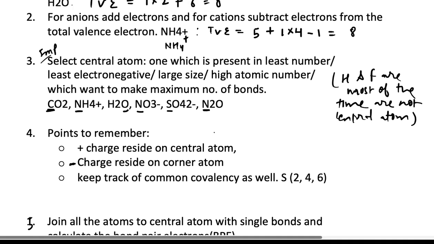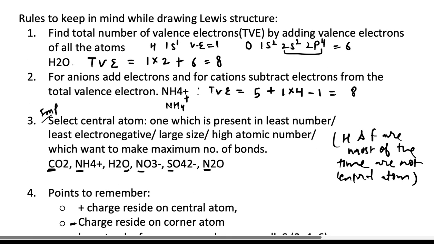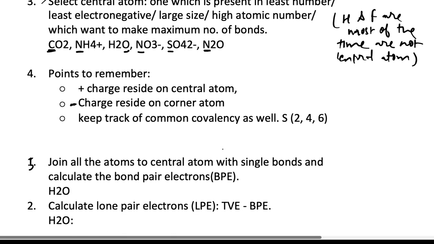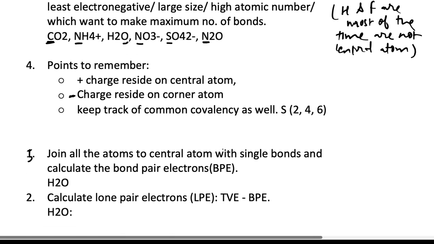So till now, what we have done is we have calculated the total valence electron. If there is a positive or negative charge, then we added or subtracted the electron to get the total valence electron. Then we selected the central atom. Then the next step is to calculate the total bond pair electron. In case of water, we have selected oxygen as the central atom, right?